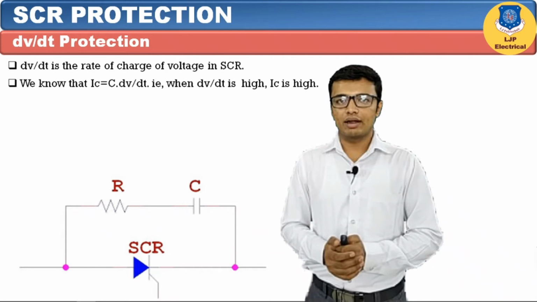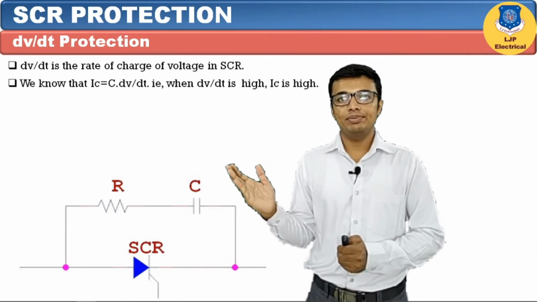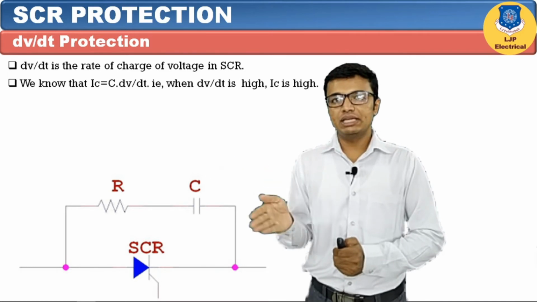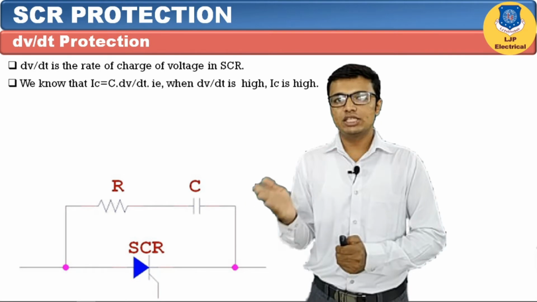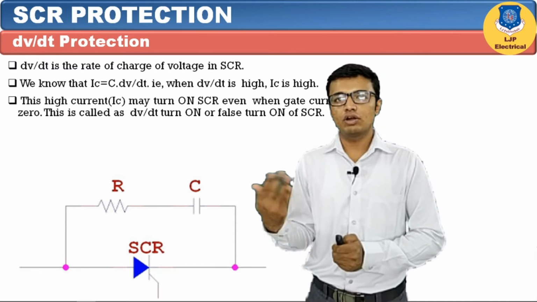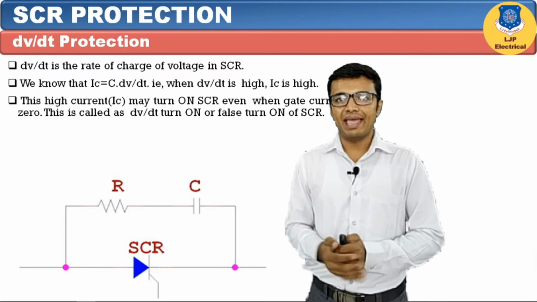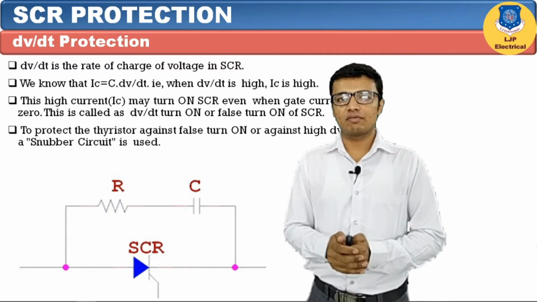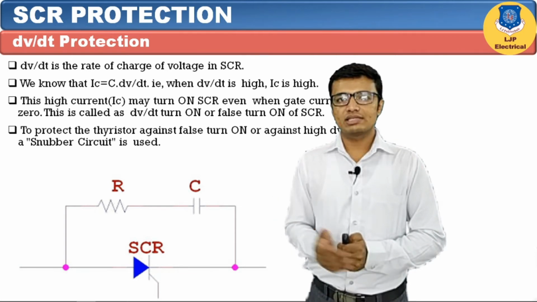Let's see the equation for the current passing through this capacitor, that is IC equals C times dv/dt. It means if dv/dt is high, then IC will be high. If dv/dt is low, then IC will be low. A higher value of IC may turn on the SCR even if we have not applied a gate pulse. So it is a false triggering of the SCR, and to protect the SCR from this false triggering we have to use a snubber circuit. This is also called a snubber circuit.